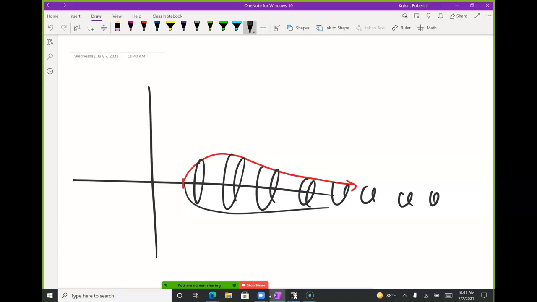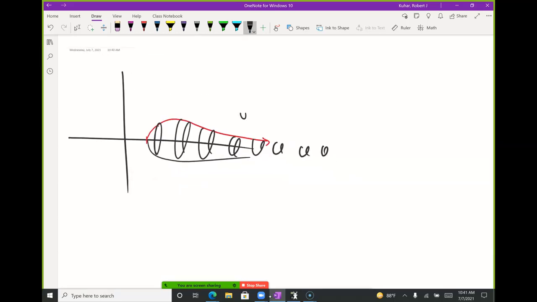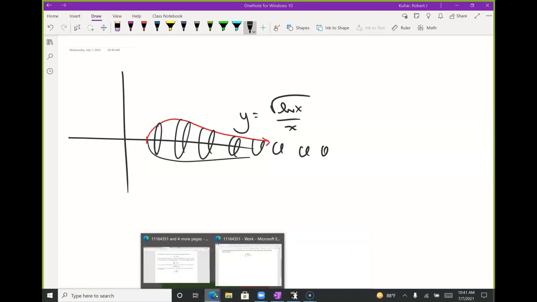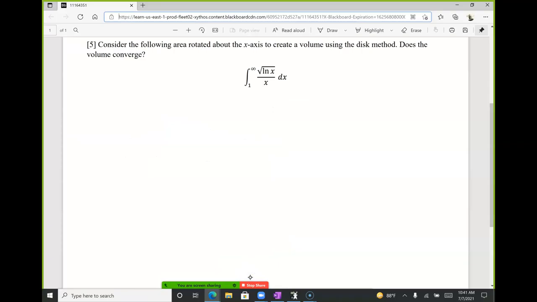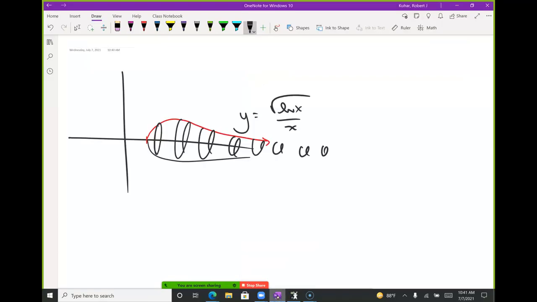I see a carrot. So I've got y equals the square root of ln of x all over x, and I want to find this volume. What did I say? I'm interested in whether the volume converges using a disk method, rotating around the x-axis. I know my rectangle's got to be perpendicular, right? And I'm going to get a bunch of coins. You can see a whole bunch of coins stacked together here.